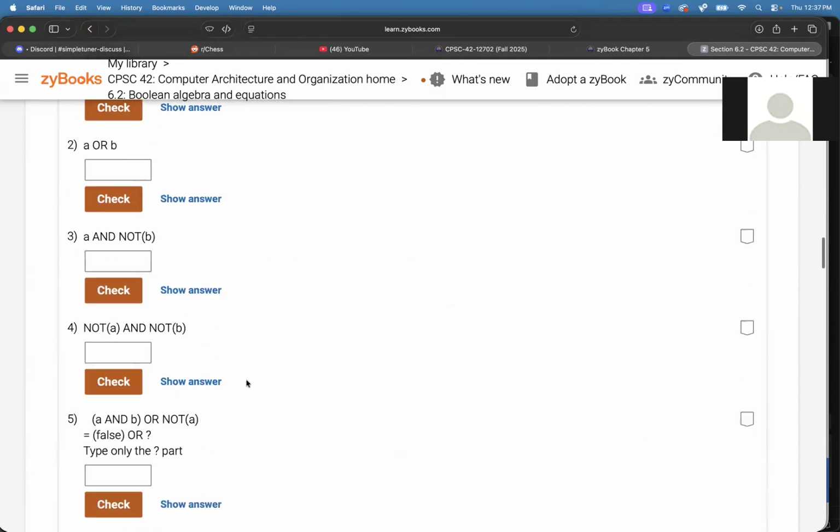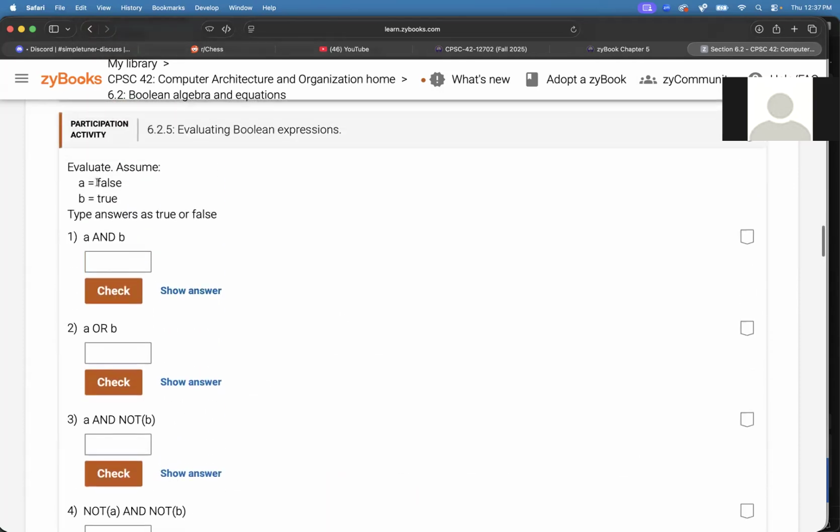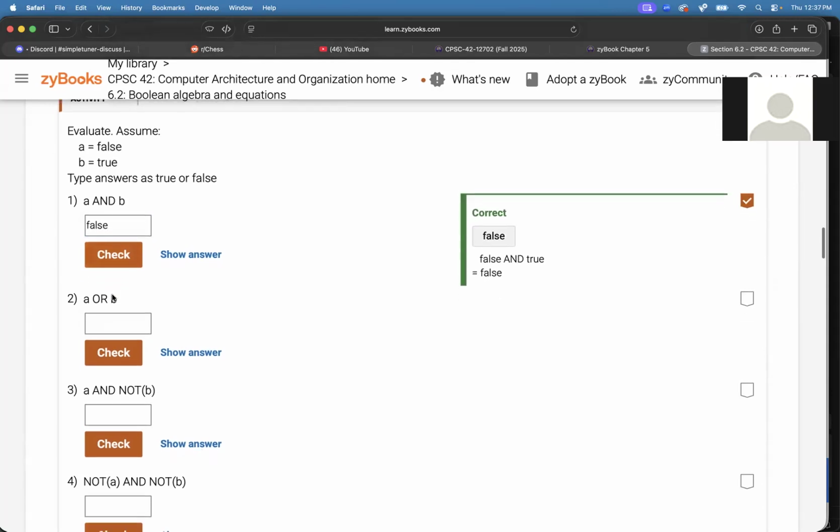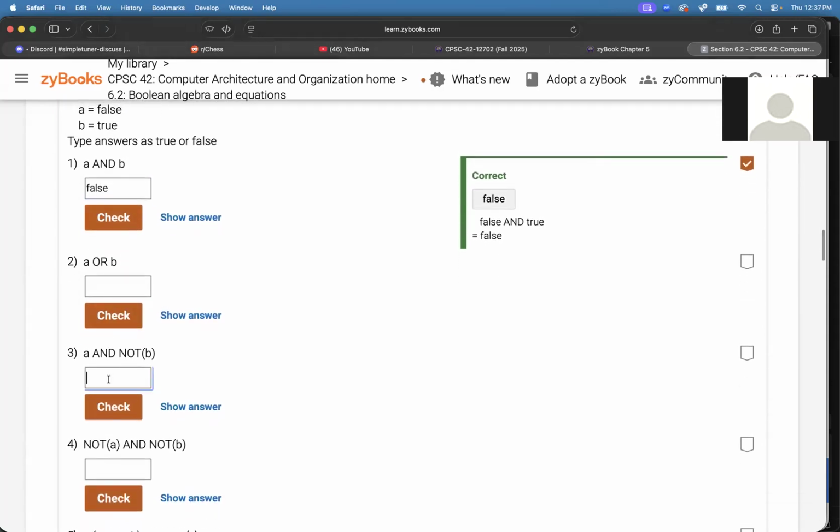So, I mean, we can do maybe just not all of them, but like A is false, B is true. What's A and B? False, right? We'll do this one. A is false, B is true. So this is false, and actually we don't even need to read any farther because if you have a false and, it's automatically going to be false.